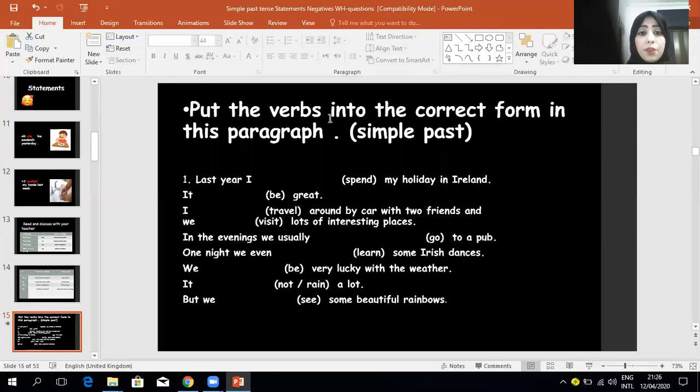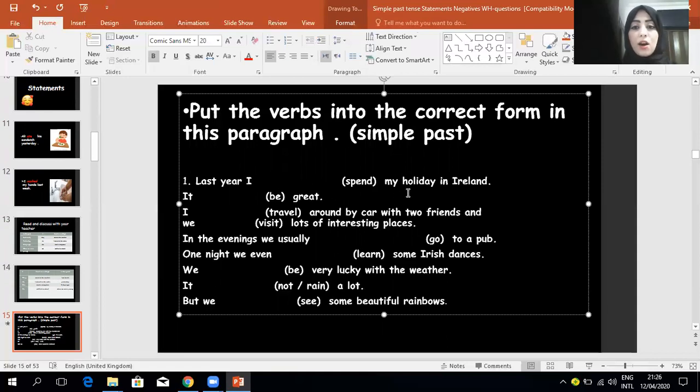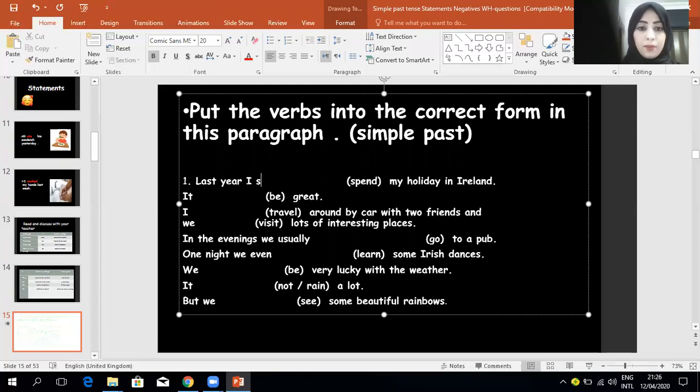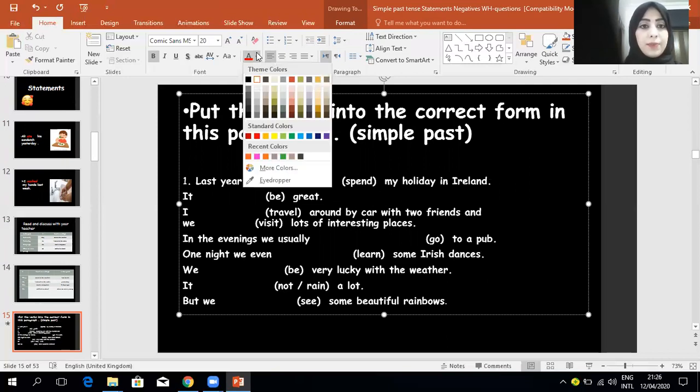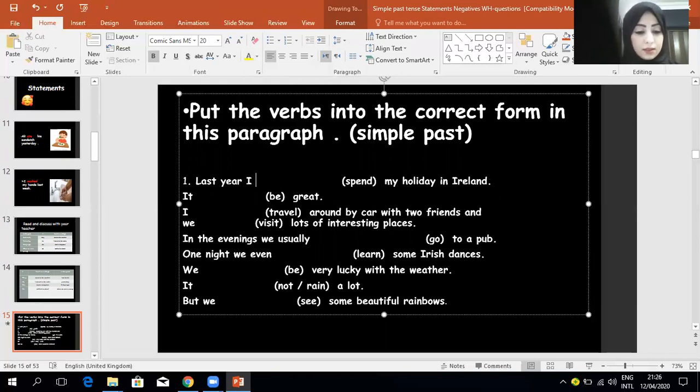Put the verbs into the correct form in this paragraph. All this paragraph, teacher, in simple past tense. How do we know, teacher? Look at the beginning: last year. So all the actions started and ended in the past. Last year, I spent my holiday in Ireland. So spent, the past of spend, spent. I spent my holiday in Ireland.